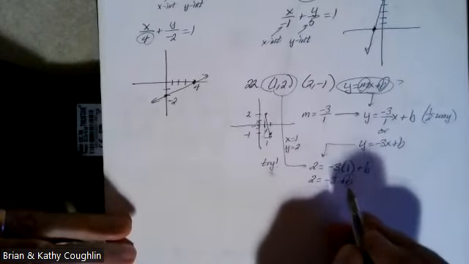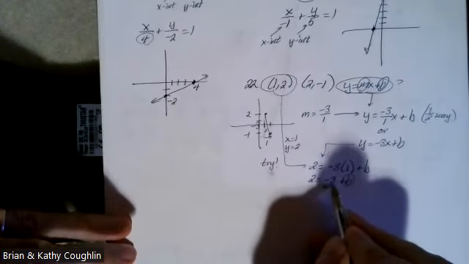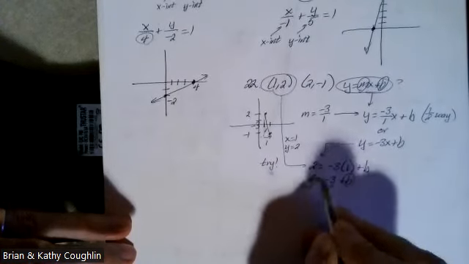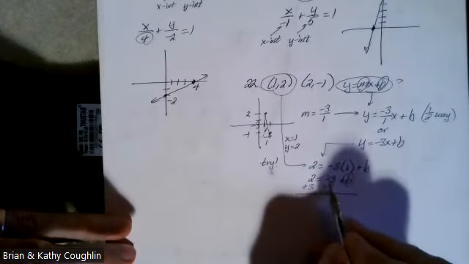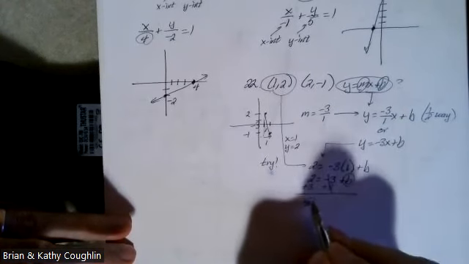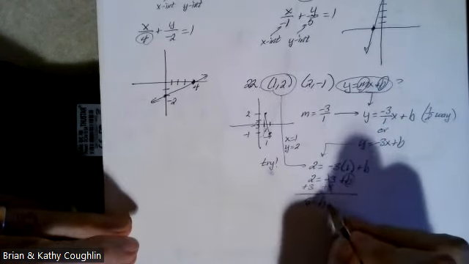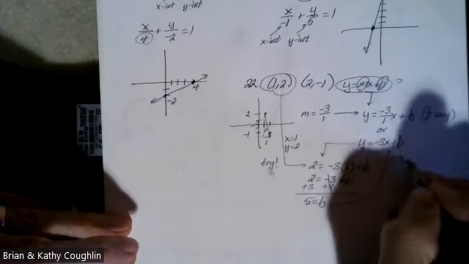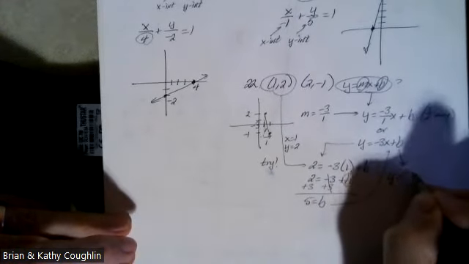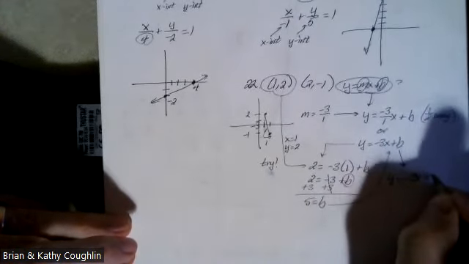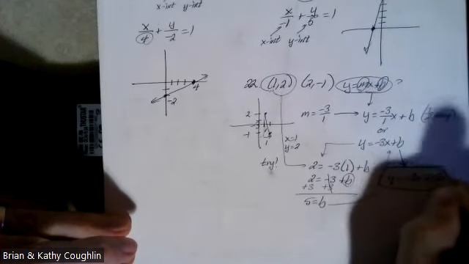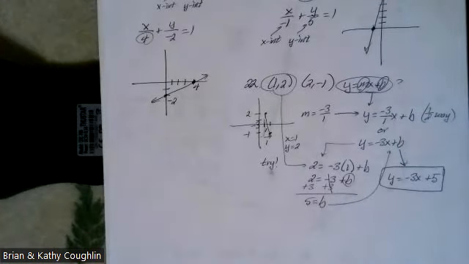Now, I'm trying to get b by itself. Add 3 to both sides, because this is negative 3. To cancel it, you need a positive 3. 5 equals b. Ta-da! Guess what you can finish now? y equals negative 3x, which we had already, plus 5. And there's your answer. That's from number 22.